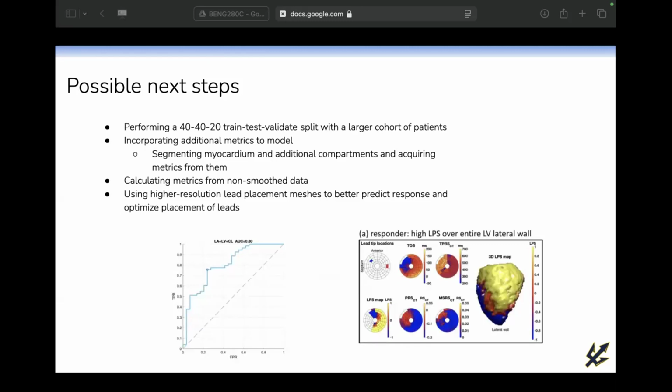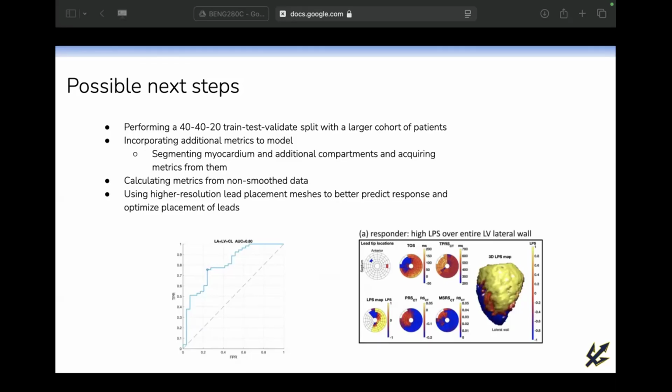So to end, some possible next steps could be to do a much larger cohort so we don't run into the issue of having to bootstrap or cross-validate. We could do a traditional 40-40-20 split for train, test, and validate. And then these other directions were mostly from my conversations with you, Dr. McVeigh, but we could incorporate additional metrics to the model, such as the myocardium.